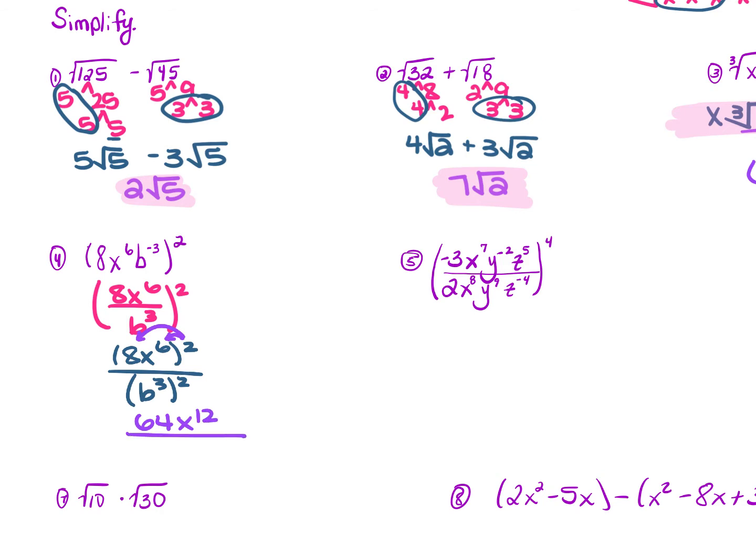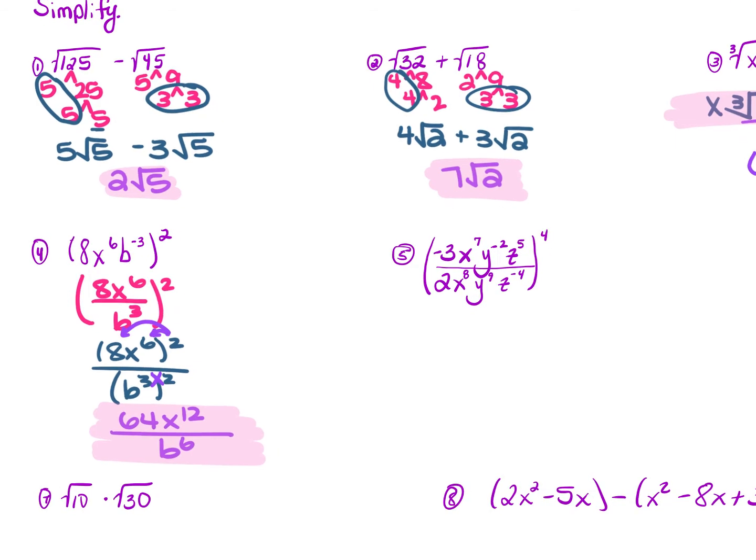And then on the bottom, that b to the 3rd power raised to the second power, we multiply those powers to give us b to the 6th power. So altogether, that's 64x to the 12th power all over b to the 6th power.